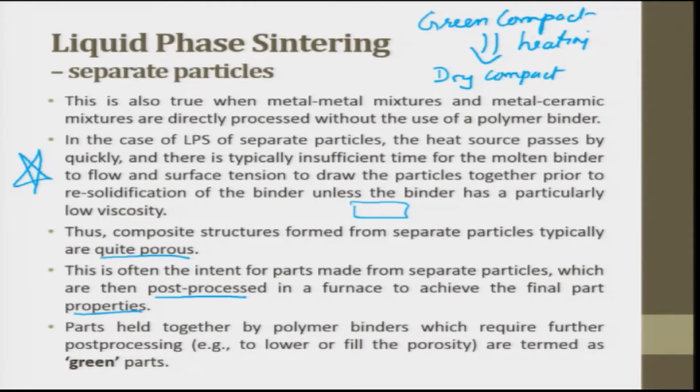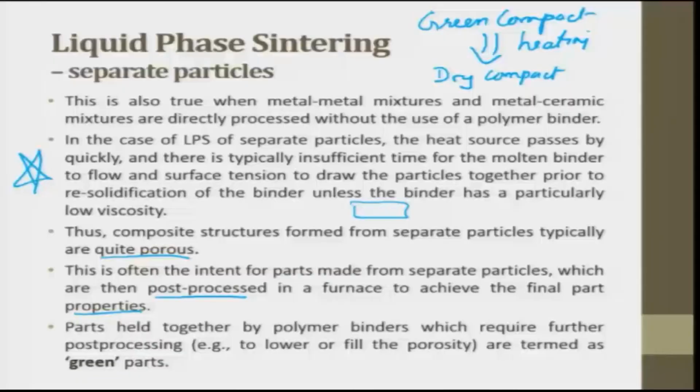So what we do is heat it, remove all the binder, solidify the binder, allow the binder to flow, and finally we get the final compact. With more and more liquid, the liquid shrinks and there is surface tension that tries to pull, so there is shrinkage in the component. If you understand the basic science, you can see how we can modify this using laser and then RP techniques, and how you can go directly for rapid manufacturing. The parts held together by polymer binders which require further post processing are termed green parts.